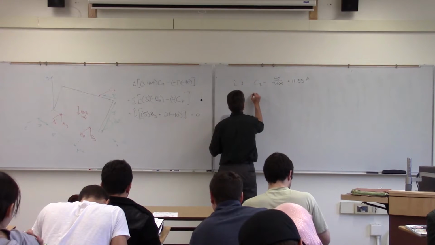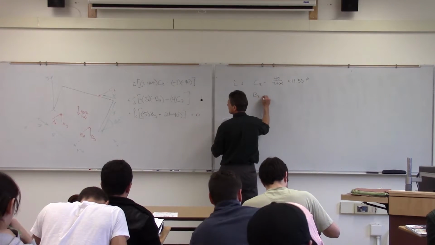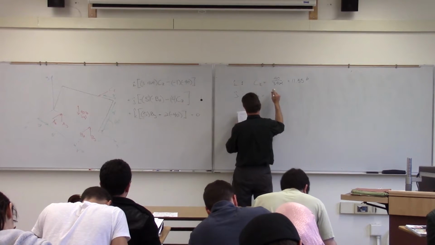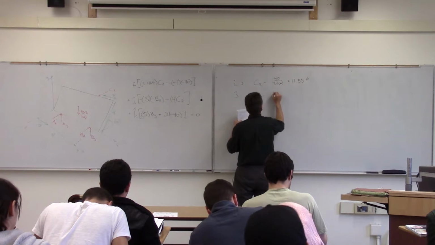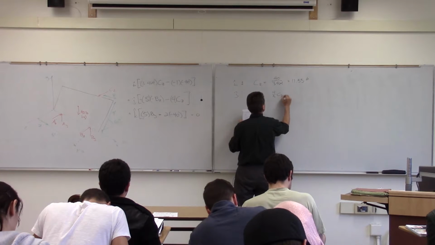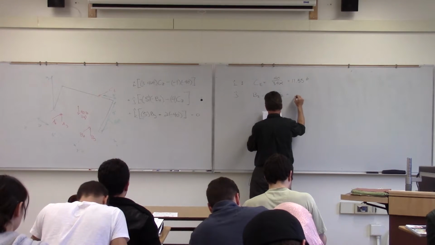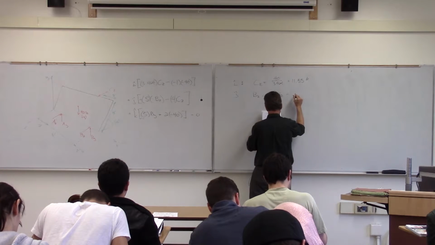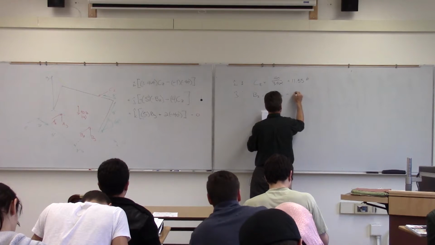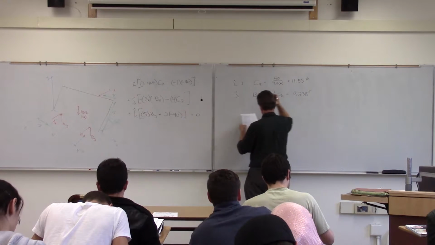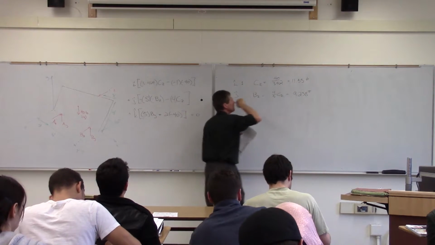So BZ over 5 CZ. What'd you get? 46.19. No, I got 9.238. 4/5 of 11.